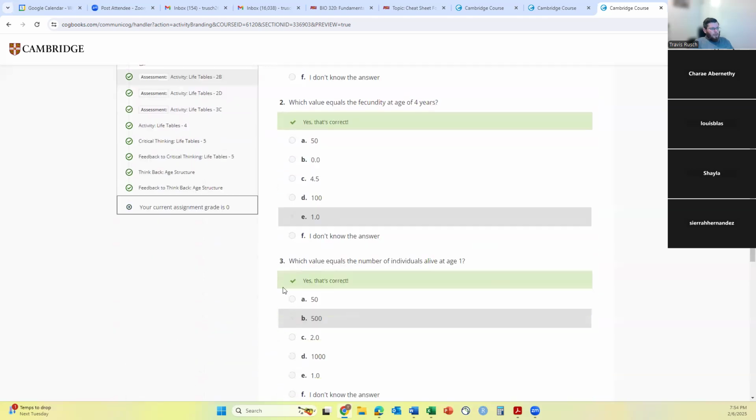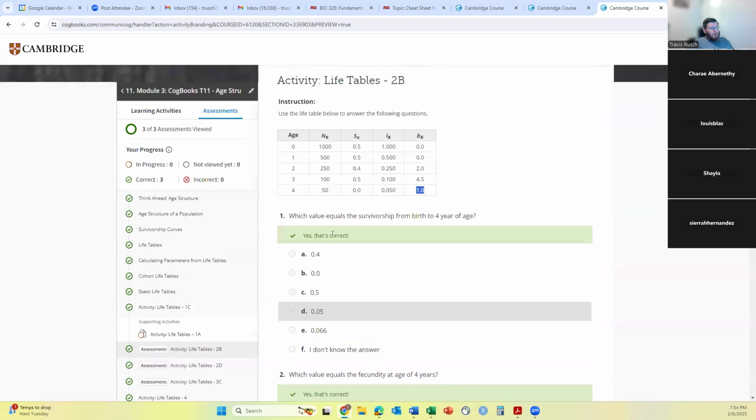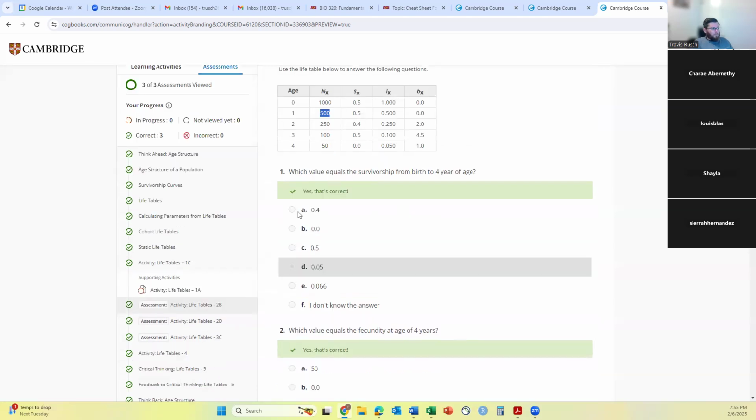So which value equals the number of individuals alive at age 1, right? So that's going to be our N of X, age 1, individuals alive, 500, right? That's where that value comes from.